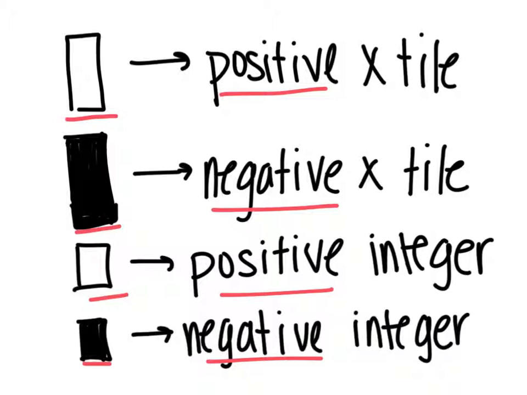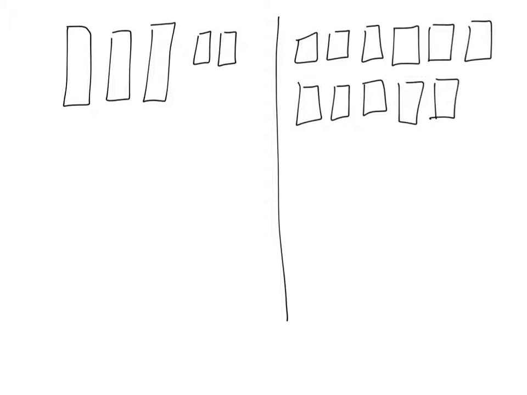So the purpose of these lessons is we always want to solve for our X tiles. So we're going to look at two different examples. Here's the first example, where we have multiple X's and multiple integers. If you see right here, we have 3 positive X tiles, 2 positive integer tiles, and then 11 positive integer tiles over on the other side.